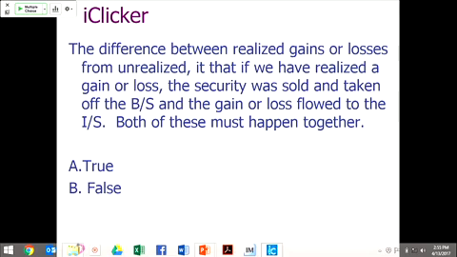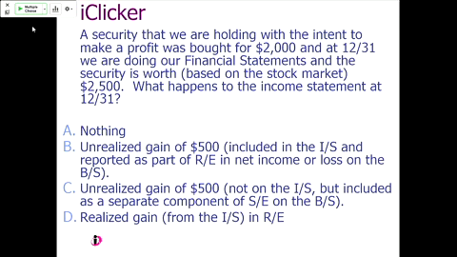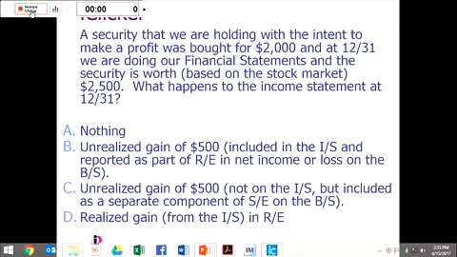Some of that just might be having not been here on Tuesday too. Try this one. A security that we are holding with the intent to make a profit, so you have to know what type of security this is, was bought for $2,000. And at 12/31, we are doing our financial statements, and the security is worth, based on stock market, $2,500. What happens to the income statement at 12/31? So I'll show you these as entries as well.